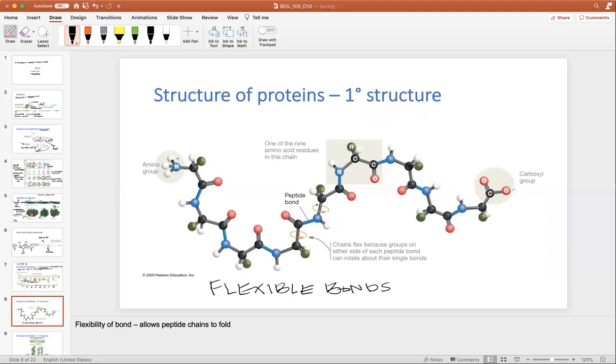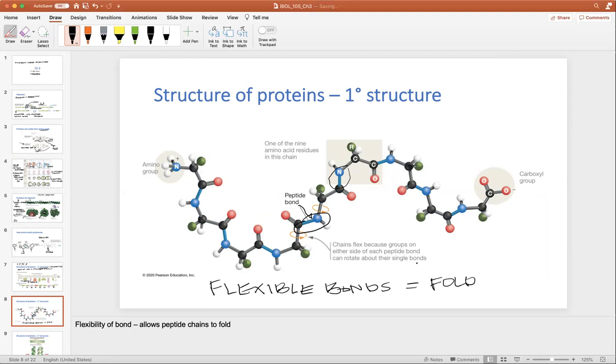it turns out that the peptide bond here, you see how it's pointing to it, and I think all these are blue peptide bonds. So that's a peptide bond. Okay. That is actually not a very flexible bond, but the bond on either side of the peptide bond is flexible. And so what that's going to do is allow this polypeptide chain, this primary structure, to fold.